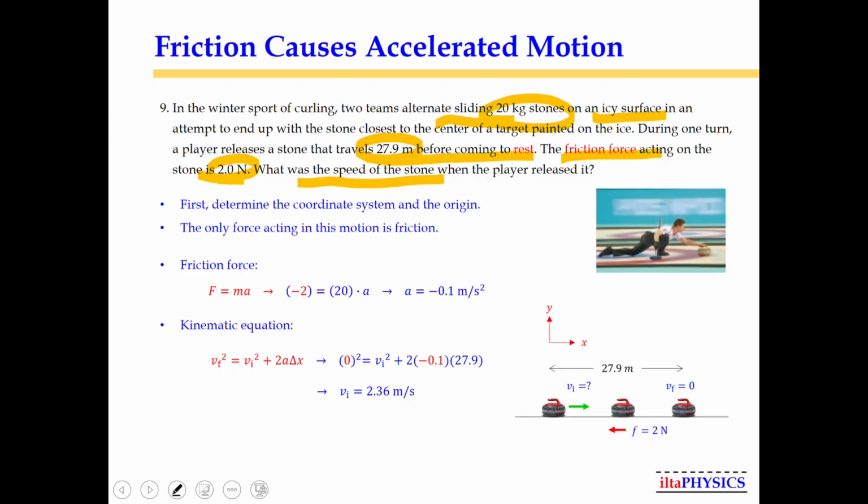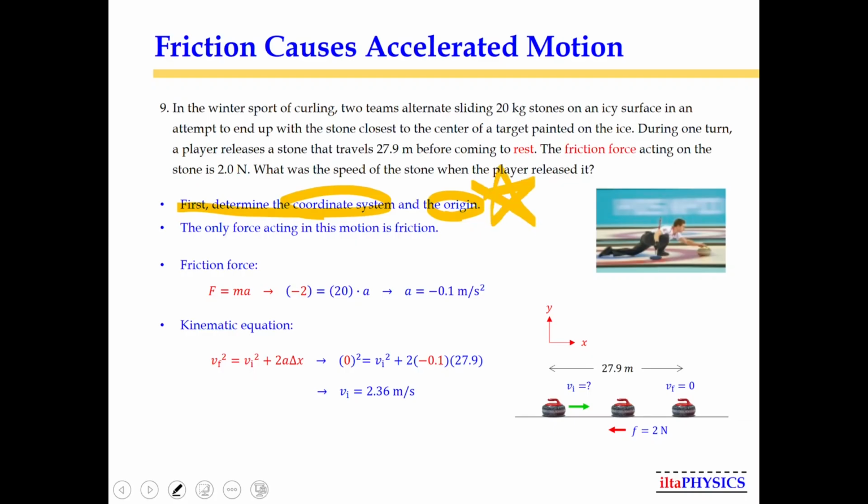To solve this problem, the first thing we'll do is set up a coordinate system and an origin. Since it's a one-dimensional linear motion, we'll use a Cartesian coordinate system where the right direction is positive, and we'll set the stone's initial position as the origin. Next, let's think about all the forces acting on this motion. In the sliding motion of this curling stone, the only force acting on it is friction force.